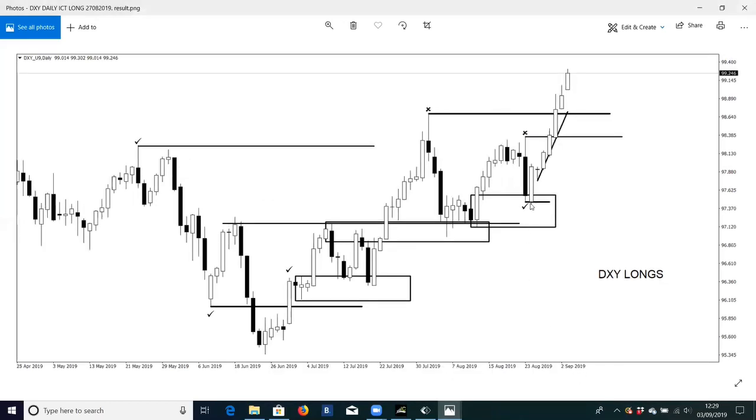So price dipped into this zone, and I was expecting price to take out liquidity above on both of these sides. This was the outcome. Price exploded to the upside, swept both liquidity points and hit target. And how was this able to help me?